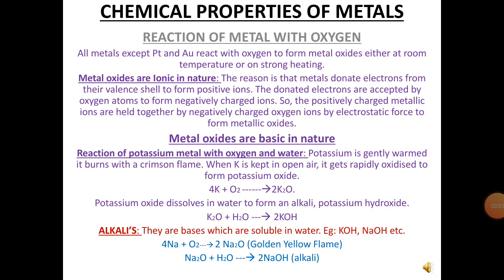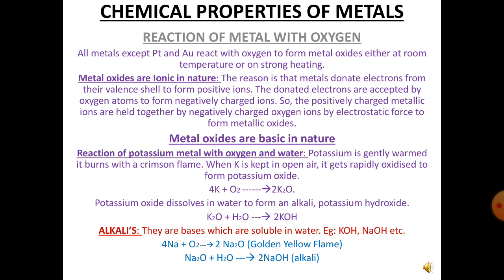Today, we have already discussed metals and non-metals, the first part, where we discussed the physical and chemical properties of metals as well as the ionic bonds formed by metals with non-metals. Now we are into the second part of it, that is the chemical properties of metals.